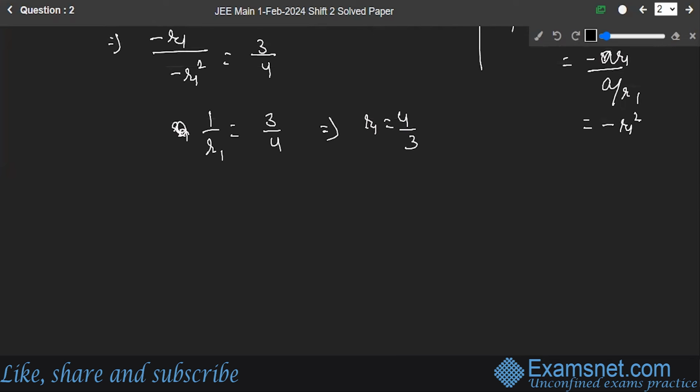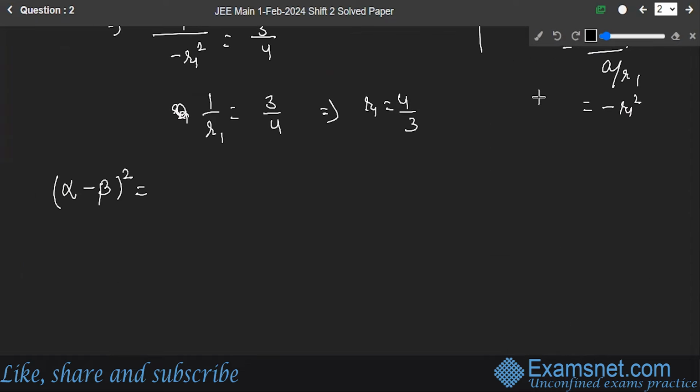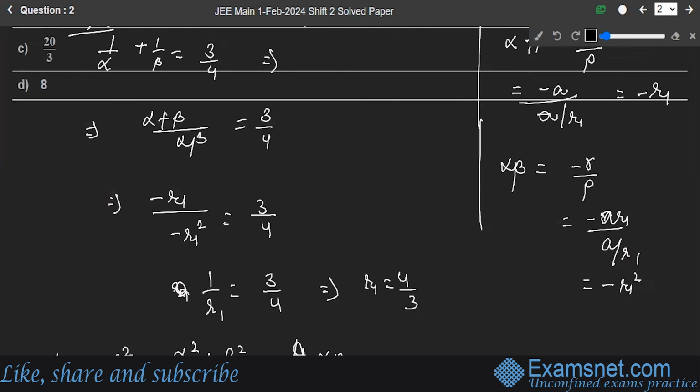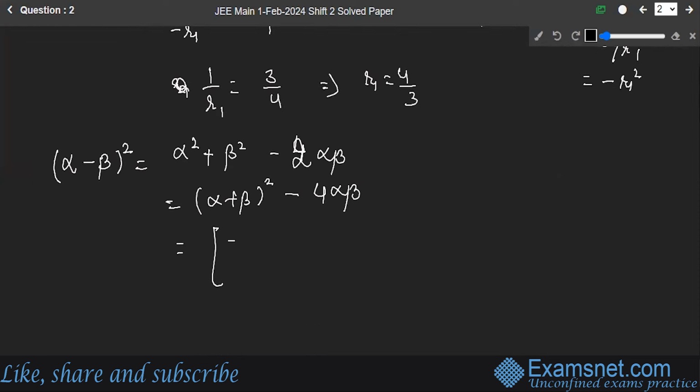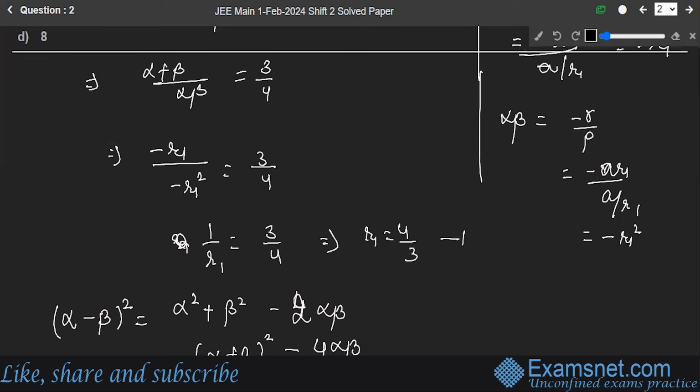Okay. What do you have to find out? I got the r. I had to find out alpha minus beta whole square. This is what I need to find out. That is equal to alpha square plus beta square minus 2 alpha beta. Okay, I can rewrite this as (alpha plus beta) whole square minus 4 alpha beta. What is alpha plus beta equal to? Alpha plus beta was minus r, and this is whole square, minus 4 into this is this. This gives me r square minus 4 r square, which gives me 5 r square. And what is your r equal to? We just solved, what was it? Yeah, r was 4 by 3.